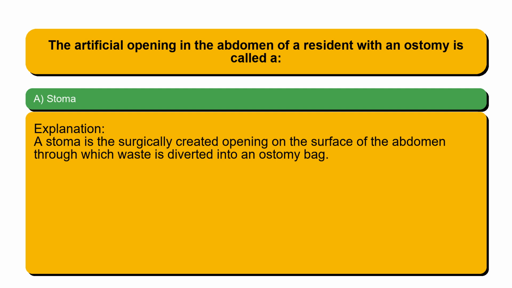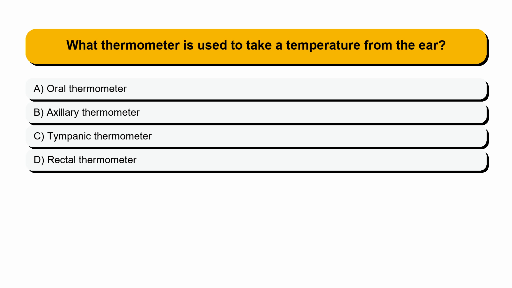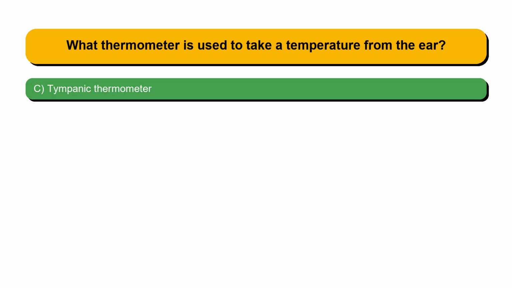A stoma is the surgically created opening on the surface of the abdomen through which waste is diverted into an ostomy bag. Question 95. What thermometer is used to take a temperature from the ear? Option A oral thermometer. Option B axillary thermometer. Option C tympanic thermometer. Option D rectal thermometer. The correct answer is option C tympanic thermometer.